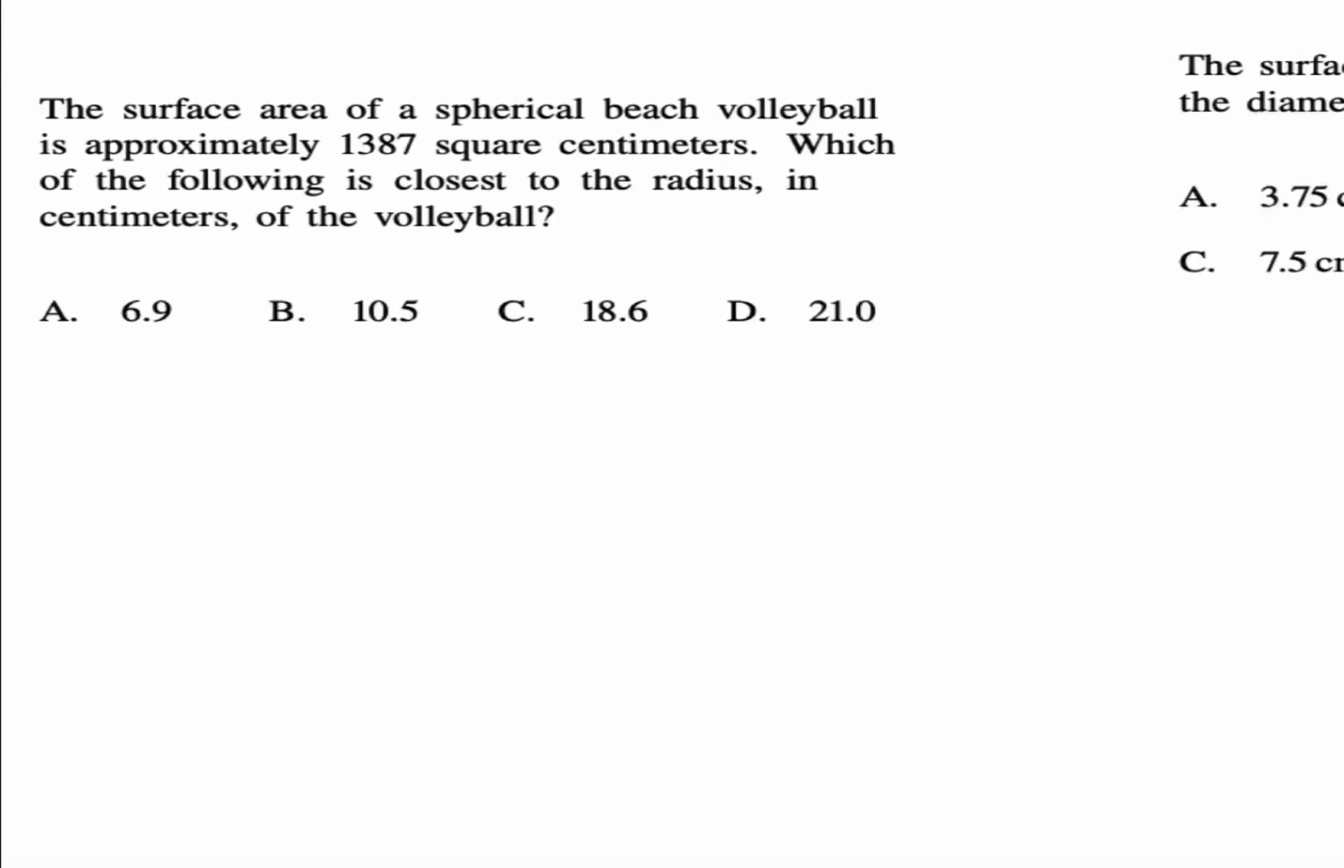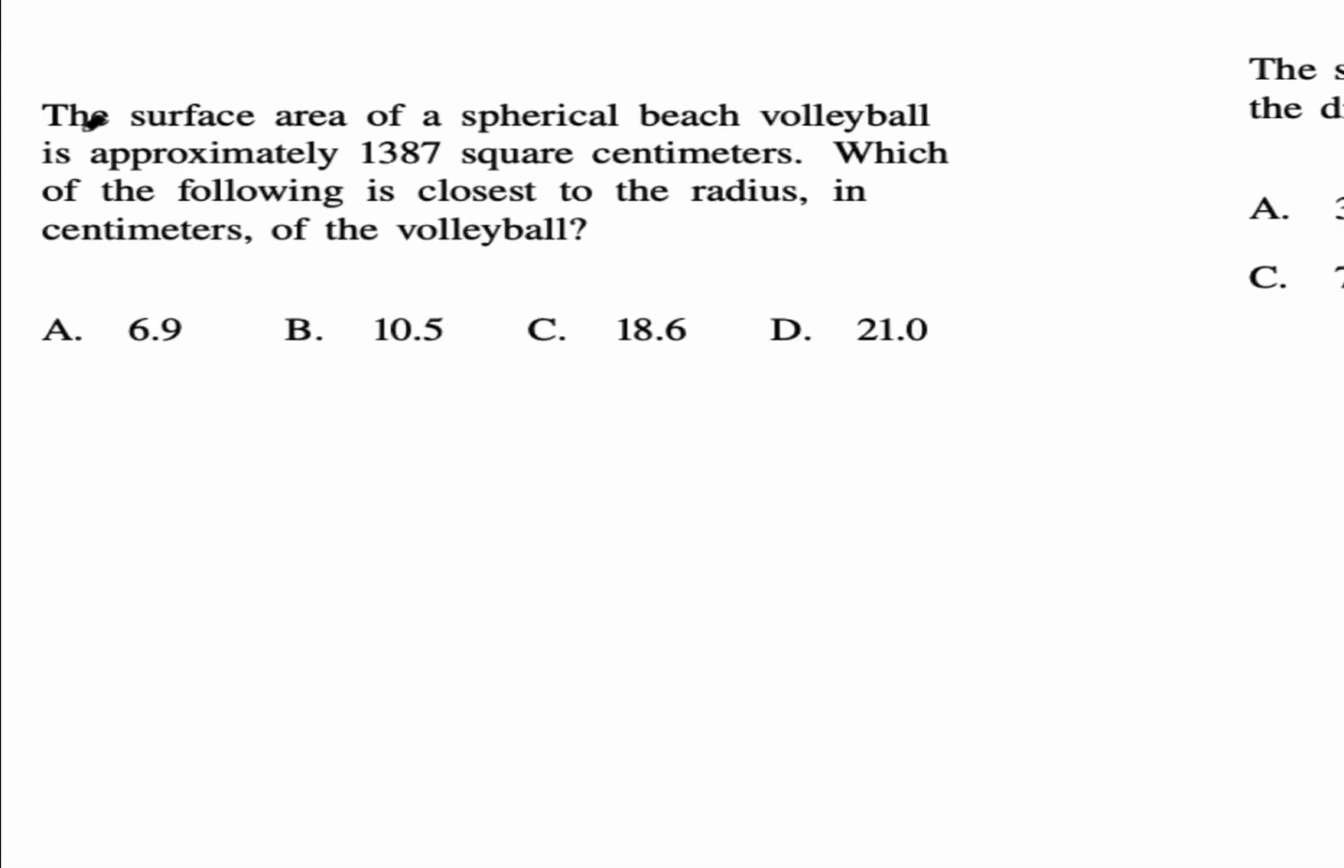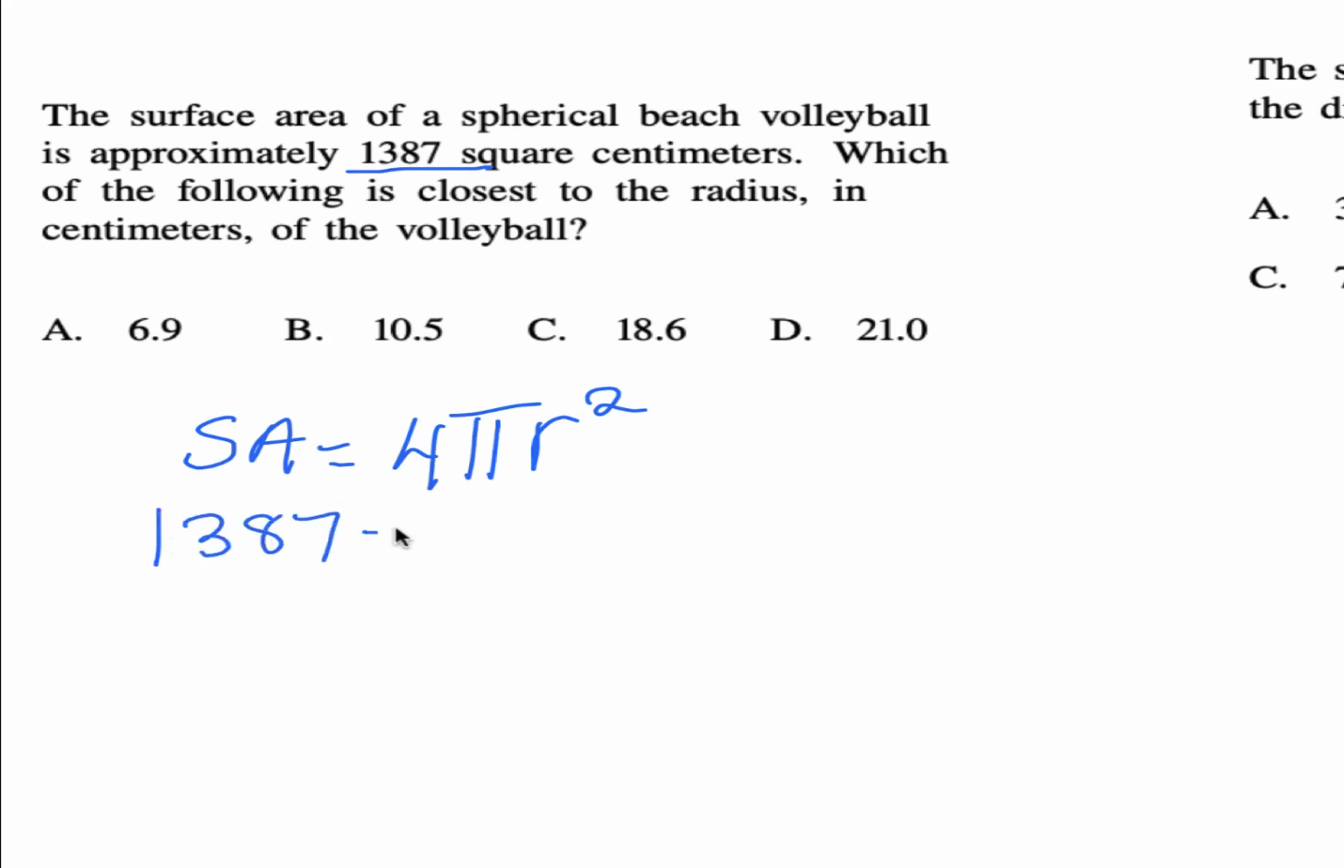Okay, let's move down to the last two problems. Here it says the surface area of a spherical beach ball is approximately 1,387 square centimeters. Which of the following is the closest to the radius in centimeters of the ball? Again, surface area is 4 pi r squared. They gave us the surface area, approximately 1,387. So where I see SA, I'm going to put 1387. And notice what the question is. Which of the following is the closest to the radius? So we want to find the radius.